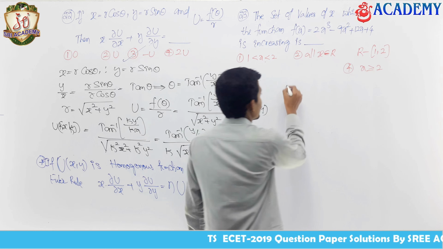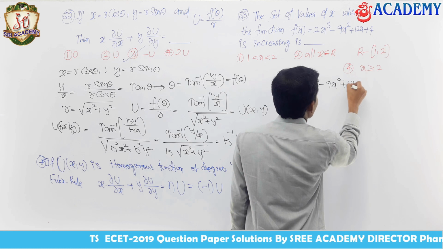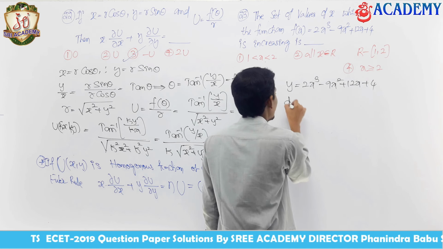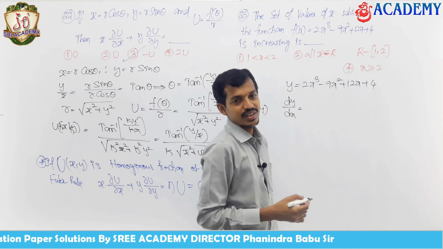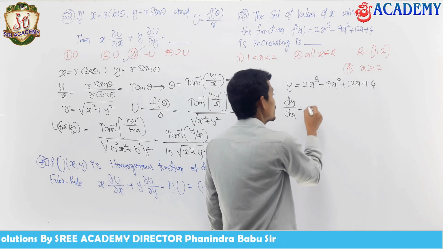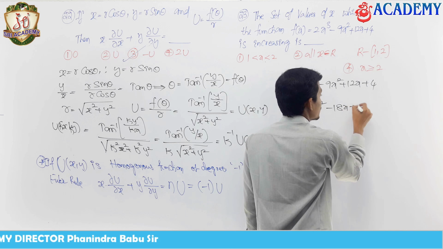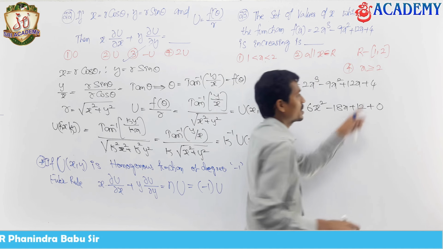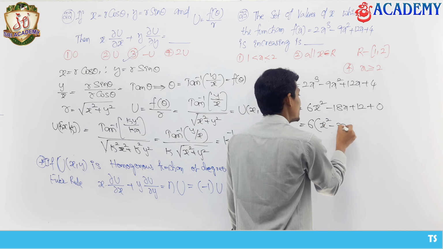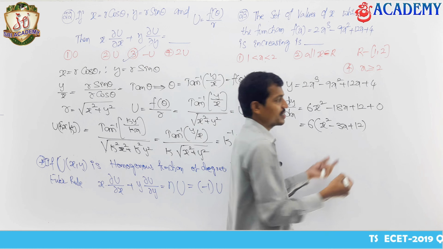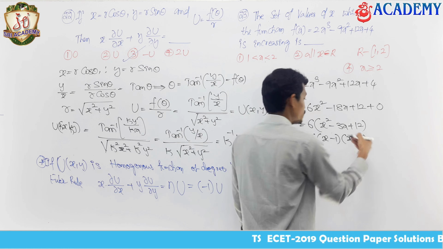Just I am taking this as y. y is nothing but 2x cube minus 9x square plus 12x plus 4. Now I am finding dy by dx: here 2 into the derivative of x cube, 3x square, is 6x square, 9 into 2x is 18x, plus 12 plus 0, because the derivative of 4 is 0. If I take 6 common, it is x square minus 3x plus 2. If you factorize this, you get 6 into (x minus 1) into (x minus 2).